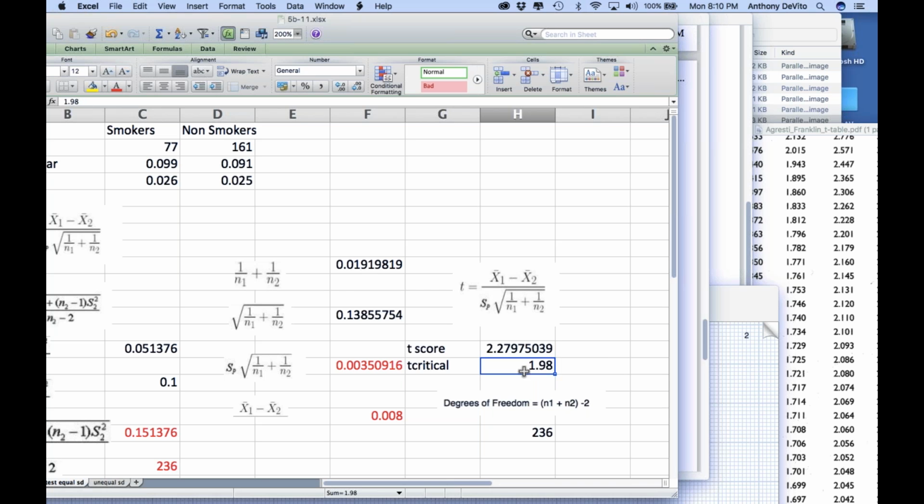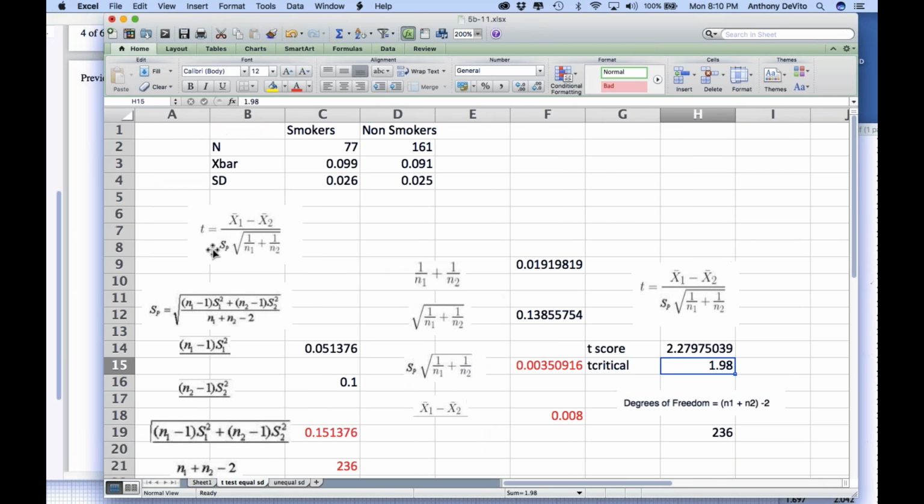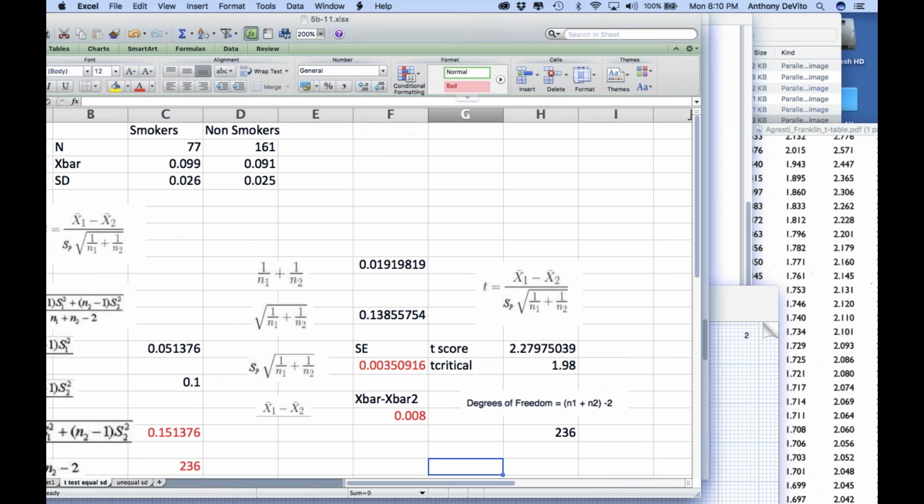Right? The standard error is this entire bottom half of this fraction, and that came up to be that number. That's my standard error. And this is my x bar 1 minus x bar 2. Okay, top and bottom half of my equation. So my t score is bigger than my t critical. The means are further apart than I need them to be to reject the null hypothesis.